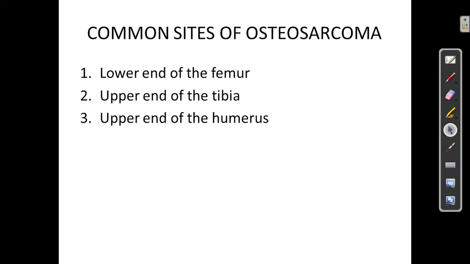What are the common sites of osteosarcoma? The common sites of osteosarcoma are the lower end of the femur, the upper end of the tibia, and the upper end of the humerus.